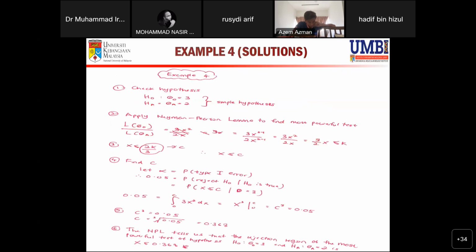So the way that you solve these questions, again, is to extract the most important information from the question. You check the hypotheses: H0 where theta equals 3, and the alternative hypothesis where theta equals 2. Both of them are simple hypotheses because we specify the parameter values for both the null and the alternative distributions. So in this case, we apply the Neyman-Pearson Lemma to find the most powerful test. You find the ratio between the likelihood under the null hypothesis where theta equals 3, and the likelihood under the alternative hypothesis where theta equals 2.